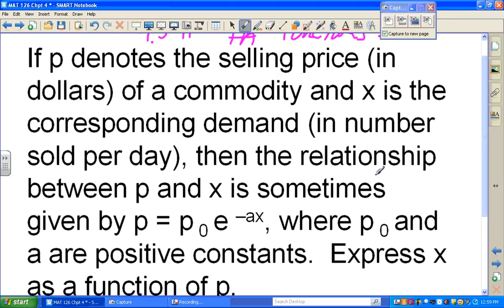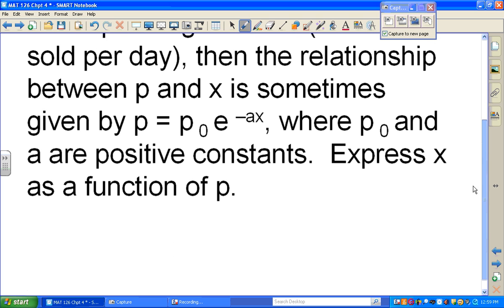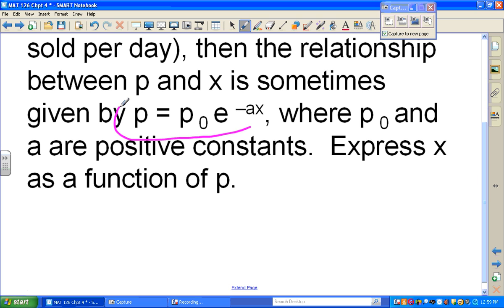All right. Quiet, please. If P denotes the selling price in dollars of a commodity and X is the corresponding demand, the number sold per day, then the relationship between P and X is given as this. Now, E. Does anybody remember the decimal for E? 2.718, something like that? Well, that is obviously greater than 1.